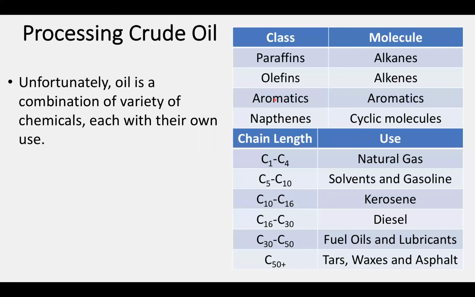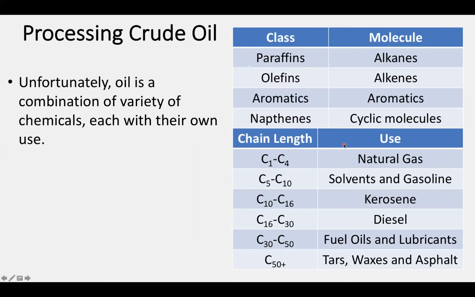So, for example, if I'm looking at an alkane, this is called a paraffin. If I'm looking at alkenes, these are called olefins. Aromatics stay the same. And naphthenes is a way to talk about cyclic molecules. And again, these are going to be non-aromatic cyclics. But the big words you're going to see me using a lot in this lecture are paraffins and olefins. So try and remember, paraffins are going to be talking about alkanes.